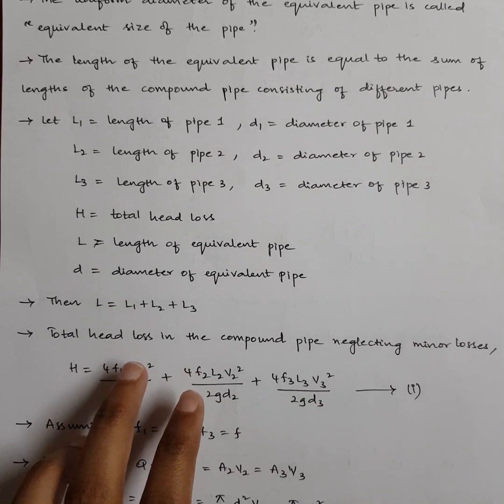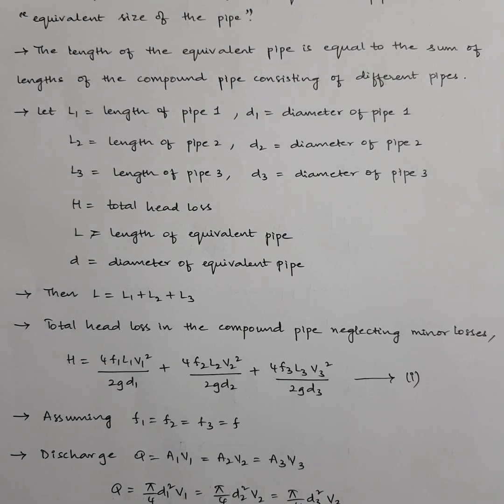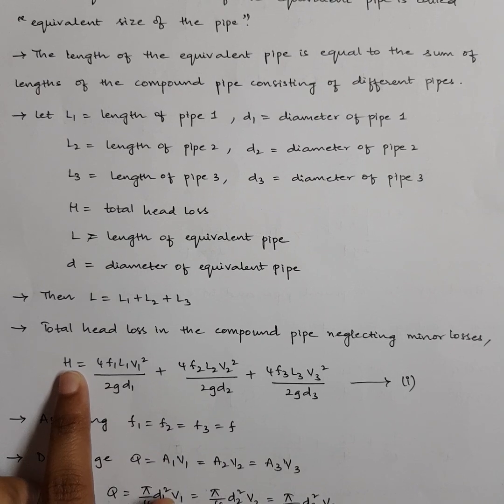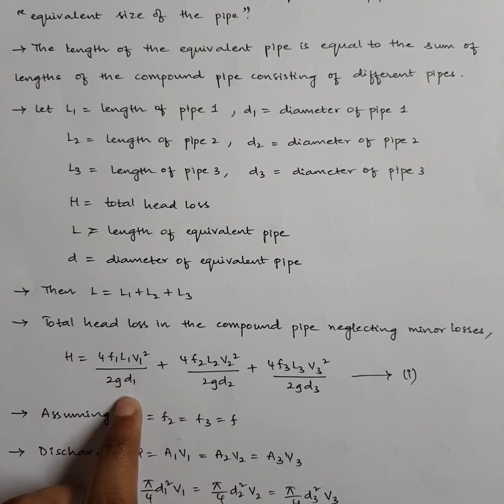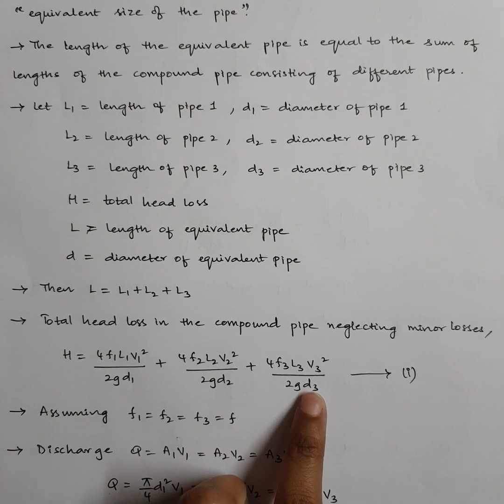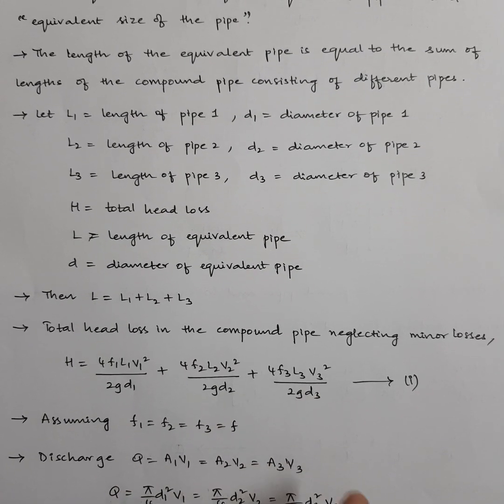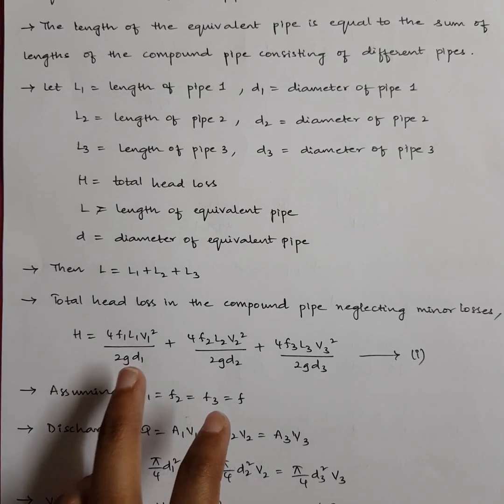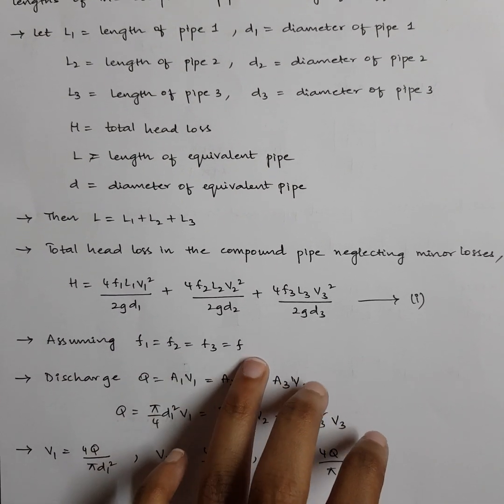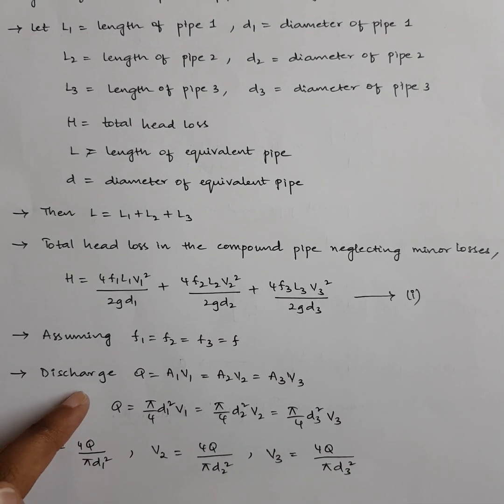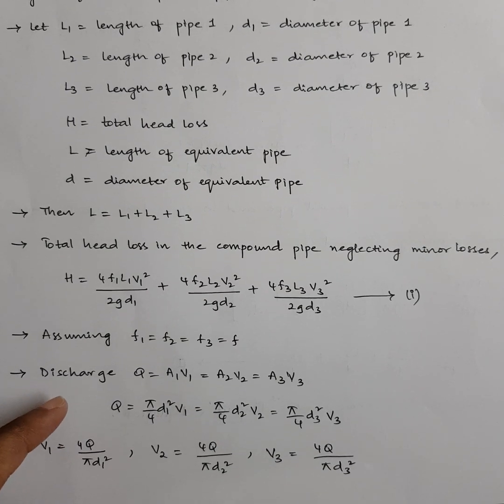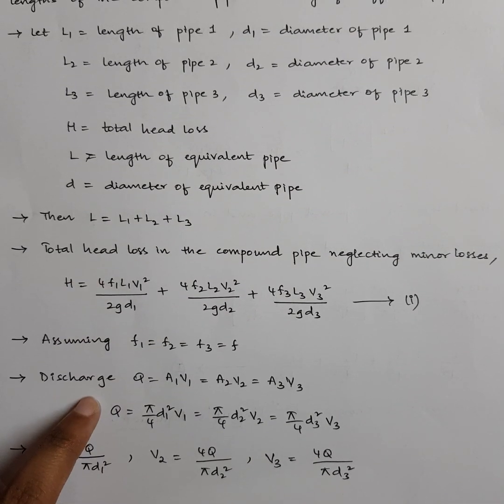If you remember the total head loss in the pipes in series connection where we neglected minor losses, this was our equation: H is equal to 4f1 L1 V1 square by 2gD1 plus 4f2 L2 V2 square by 2gD2 plus 4f3 L3 V3 square by 2gD3. If we assume there is same coefficient of friction in all the three pipes, we'll replace f1, f2, f3 with f. And I also told you, when you are connecting pipes in series, the discharge through all the pipes is the same. We are adding head losses, but we are equating the discharges.